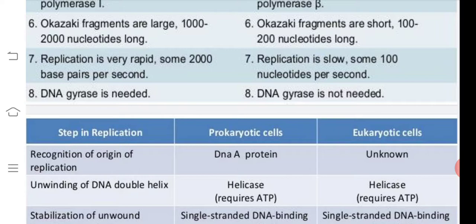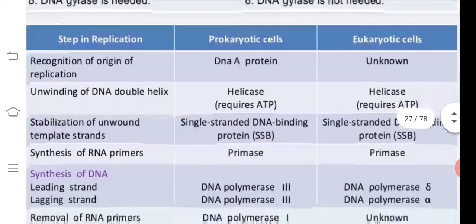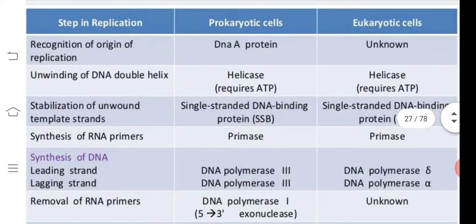Replication is very rapid in prokaryotes and comparatively slow in eukaryotes. DNA gyrase is needed in one and not needed in the other. What is DNA gyrase? It ends with ASE, so it is an enzyme which helps in the process of replication. Understood? Here you can see the steps in replication.